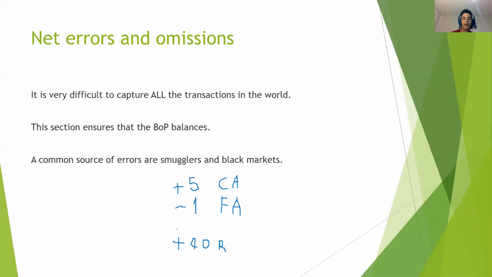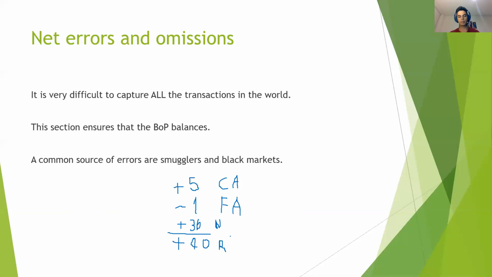So in order to make this equal, we need to account for plus 36, I think that's the number, in this account that we call net errors and omissions. I gave you one example, which is the black market. The black market is an important source of net errors, because technically net errors are things that the government doesn't report or can't account for because the people who do this don't tell them. And the black market is a good example.